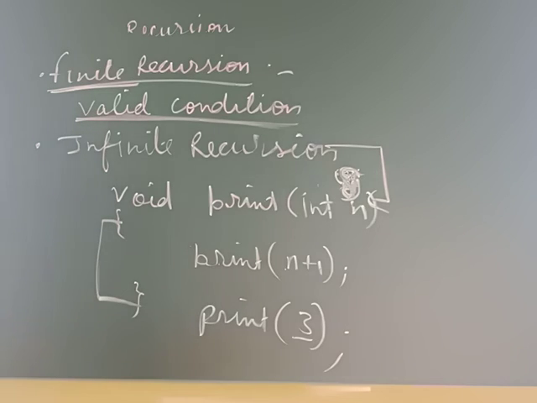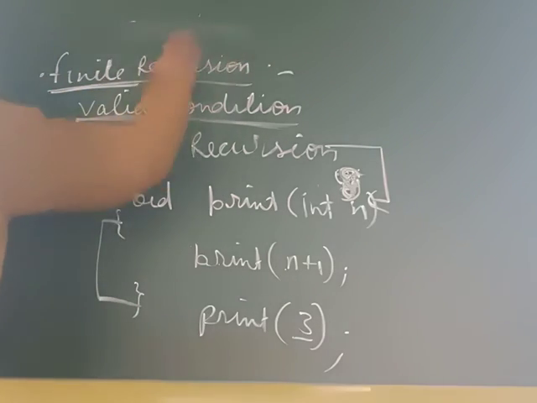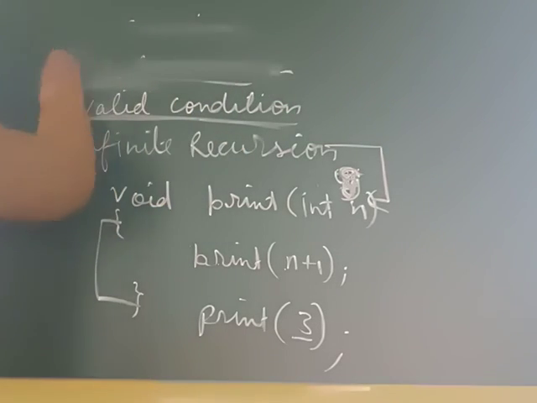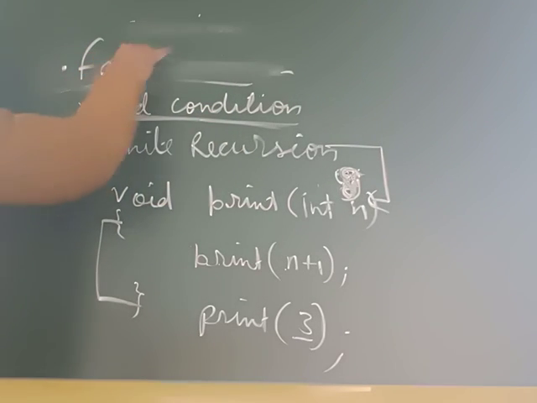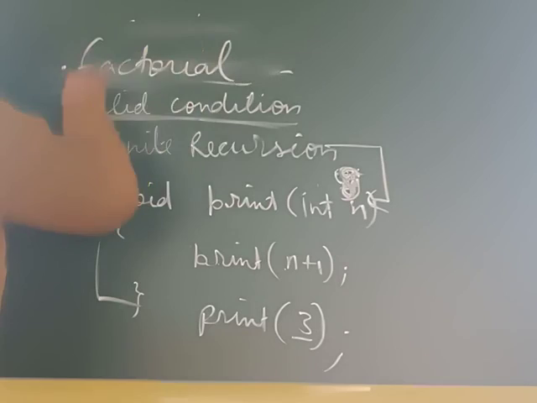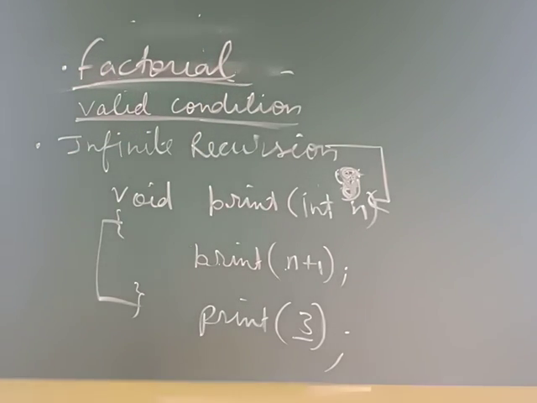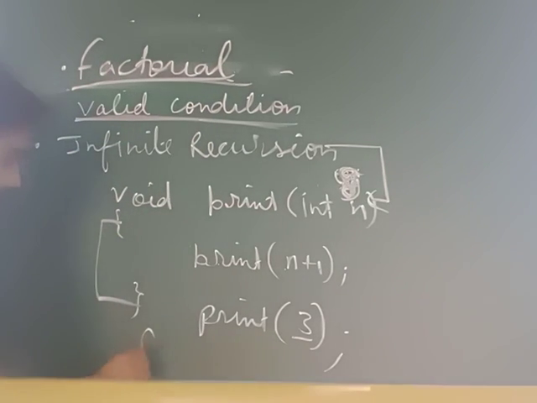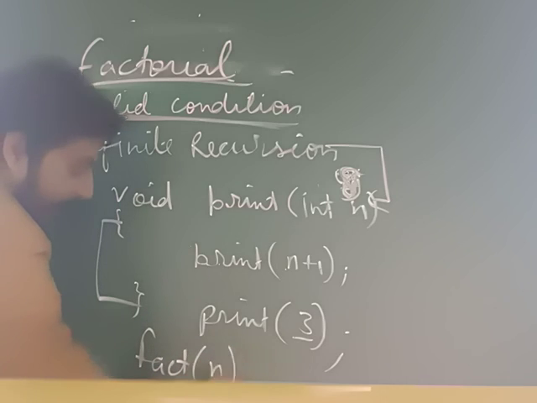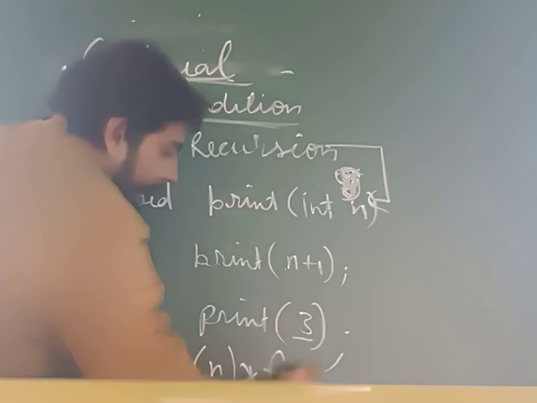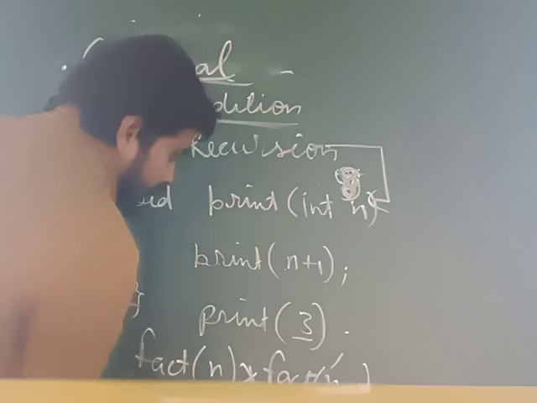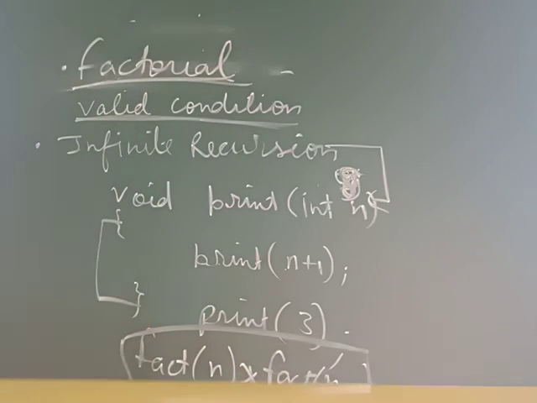Next we will do some questions. Tomorrow I will give you one question as homework, that is factorial. In your homework, just do the program for the factorial by using recursion. And it is easy. Take one function, fact n: n times fact n minus 1. Something like this you have to follow.